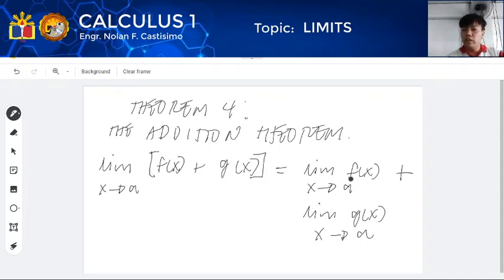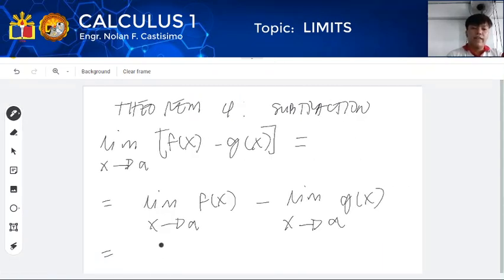So, itong limit of f of x as x approaches a, pwede natin siyang i-denote as L. And then, itong limit of g of x as x approaches a, yan yung letter M natin. So, plus M. Yan. So, pwede natin i-denote na ganyan. Ganon naman sa kabila. So, L minus M. Baka magtaka kayo kung saan nanggaling yung L. Yung L natin is yung limit of f of x. And then yung M natin, yun yung limit ng g of x. Okay, proceed tayo sa examples.